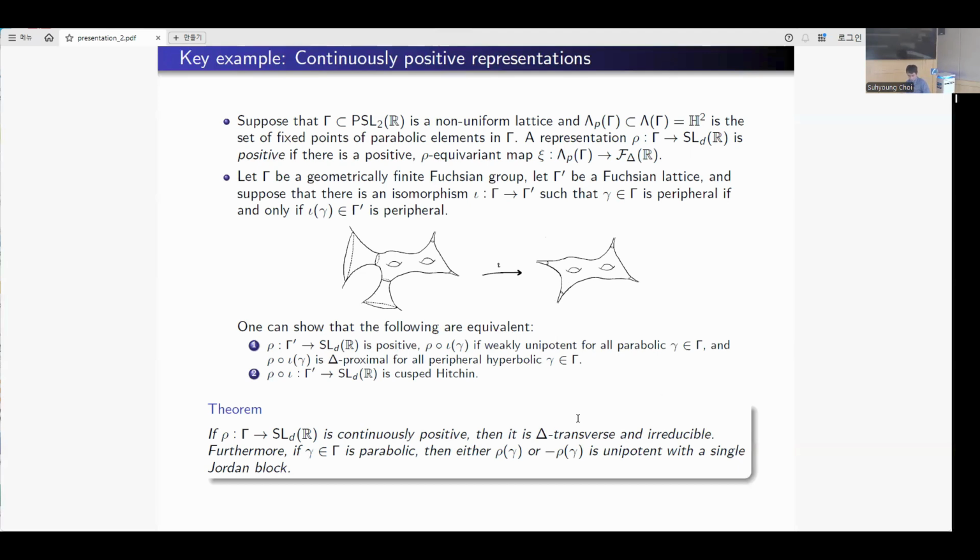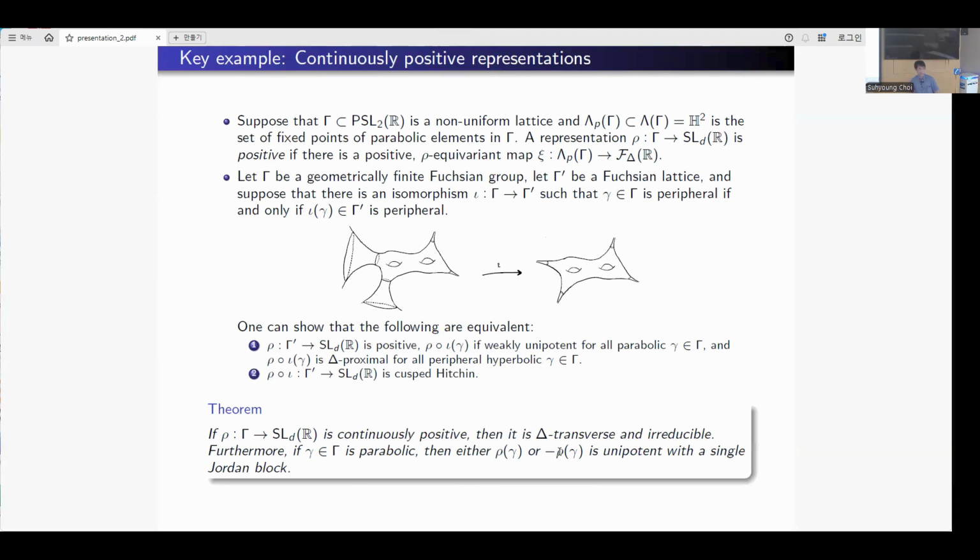Also, you can say that if gamma is parabolic, then either rho gamma or minus rho gamma is unipotent with a single Jordan block. The minus rho gamma is there because the natural thing to look at is really rho from gamma to PSLd(R), because I'm doing projective geometry. If you lift it to SLd(R), then either rho gamma is unipotent or minus rho gamma is unipotent. So there's nothing very weird going on with this minus sign. It's just when I lift, because here I'm looking at representations into SLd(R). Any questions about this?